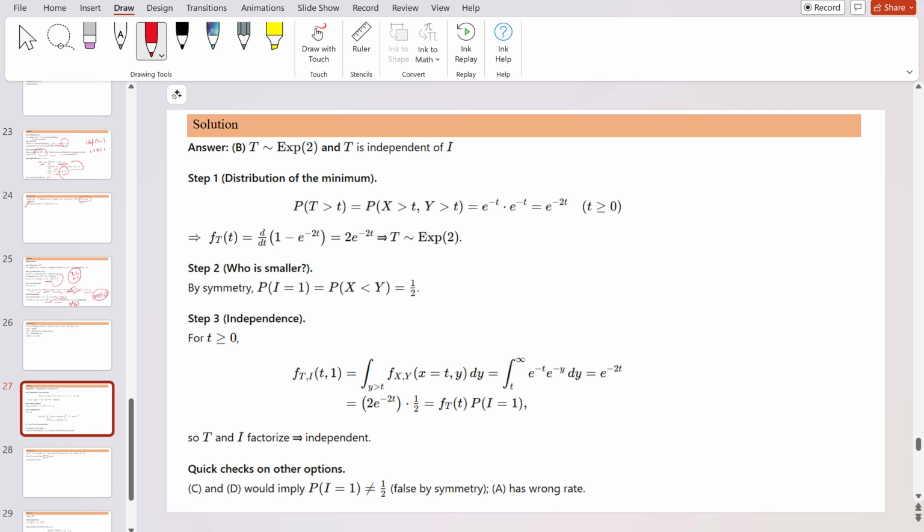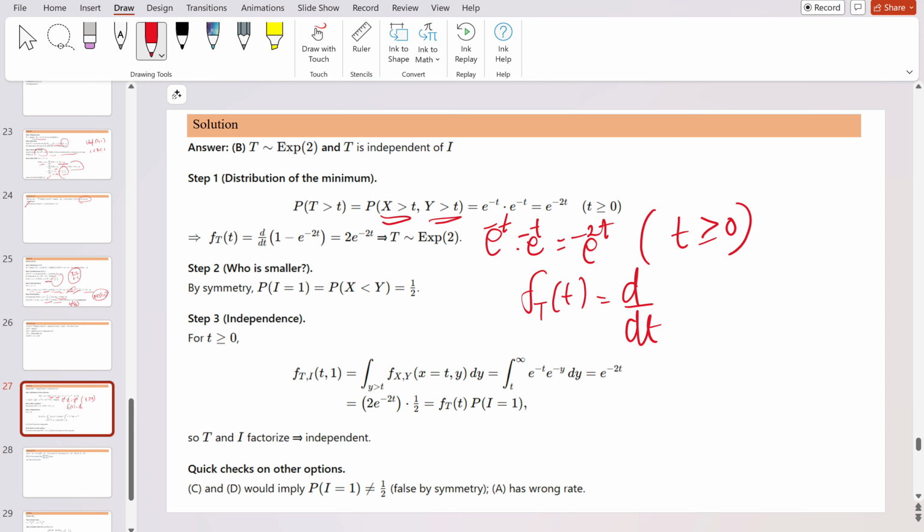So by the distribution of the minimum, P(T greater than t), small t, will be P(X greater than t and Y greater than t). So it is simply equal to exponential of 1: e to the power minus t times e to the power minus t is equal to e to the power minus 2t, for t greater than or equal to 0. When you differentiate F_T(t), that is d by dt of 1 minus e to the power minus 2t, it is equal to 2 e to the power minus 2t. That is simply T is exponential of 2.